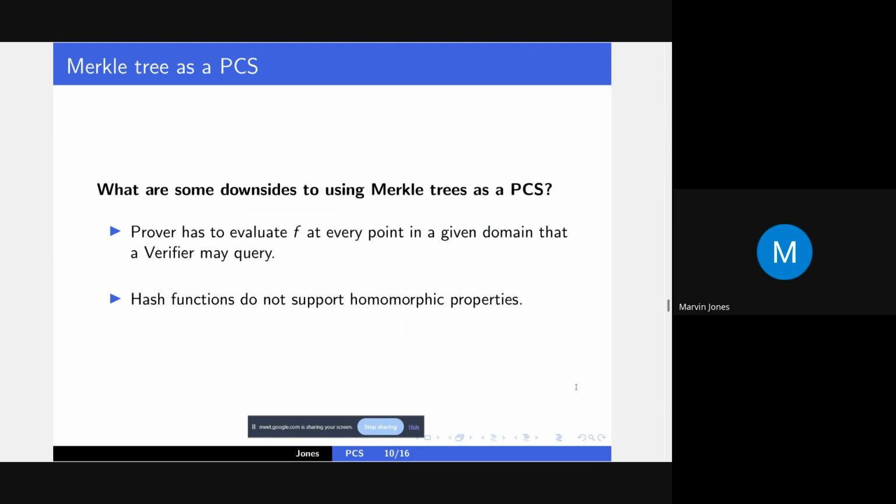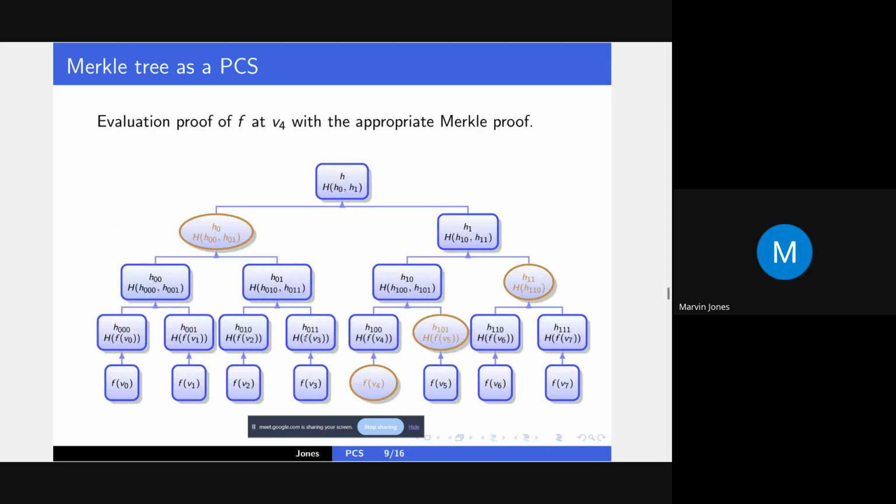And that domain also affects the probability of it being valid. So you kind of want the domain to be large, which then means the prover has to do more work. Not only does the prover have to do more work, but that makes the tree bigger, which means I have to provide you with more values. So the verifier has to do more work too.